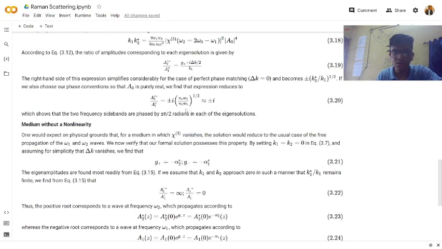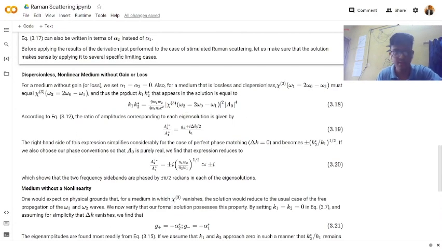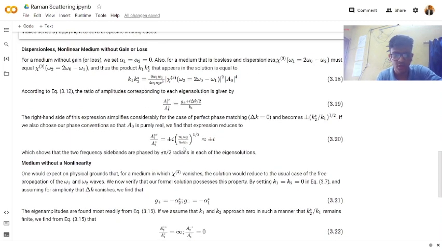We can also write this equation by applying these conditions. So that equation turns out to be this. Now the right hand side of this expression simplifies considerably for the case of perfect phase matching, which is delta k equals 0, and it becomes this value. So this equation reduces to this one, which we can easily see to be plus minus i. What this actually means is that the two frequency sidebands are phased by plus minus pi by 2 radians in each of the eigensolutions, which actually makes sense intuitively.